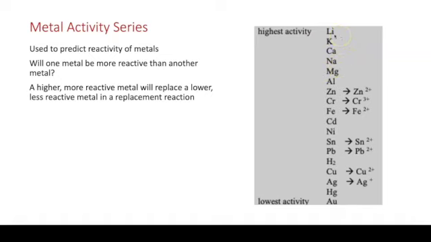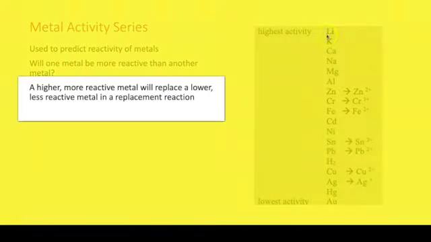So how this activity series is used is by looking at it from top to bottom, and the higher the metal, the more reactive it will be. So it doesn't have to be all the way at the top. If one metal is higher than another metal, it will replace the lower, less reactive metal. So for instance, if you have two metals in a reaction like lithium and gold, lithium will replace the gold because it's higher up. But if you have two just right next to each other, lithium and potassium, lithium is higher than potassium, and so lithium will replace the potassium in a replacement reaction.